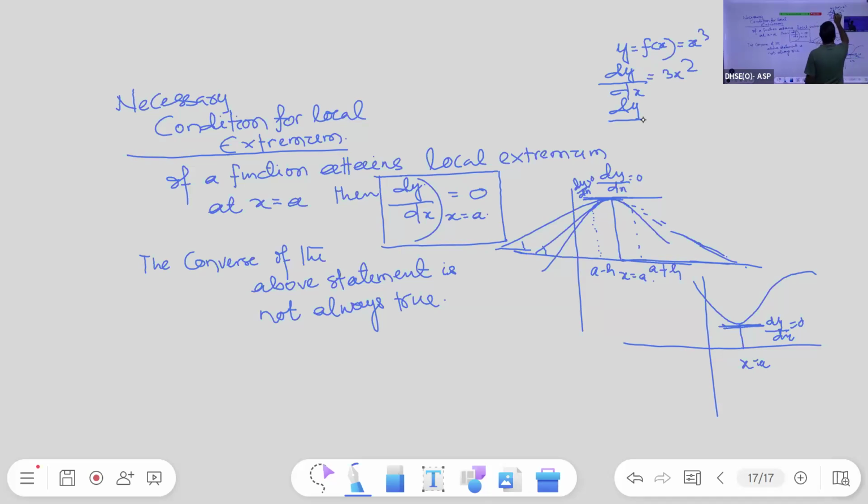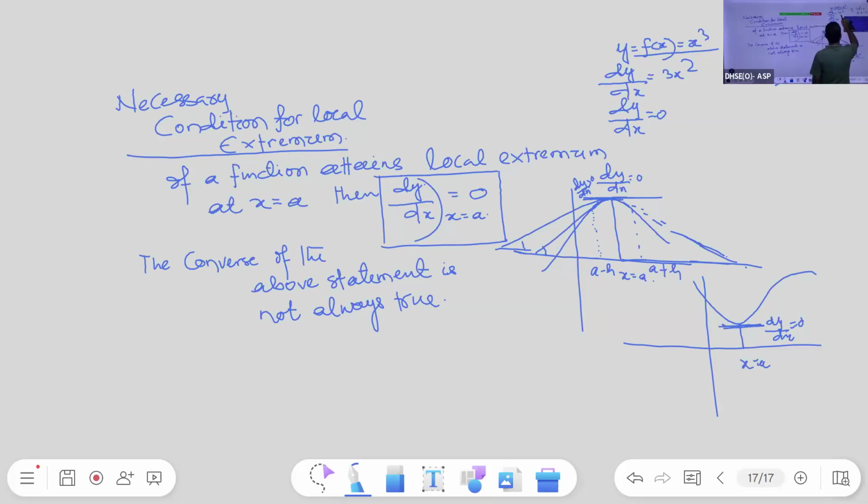So take the example of the function y is equal to f of x is equal to x cube. Its first derivative dy upon dx is equal to 3x square. Now equate dy upon dx to 0. dy upon dx is equal to 0 implies 3x square is equal to 0, which implies x is equal to 0. So at x is equal to 0, the first derivative of the function y is equal to f of x is equal to x cube vanishes.